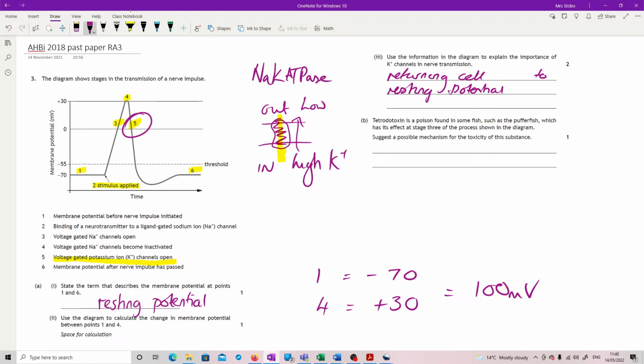You can use the term repolarization if you like.